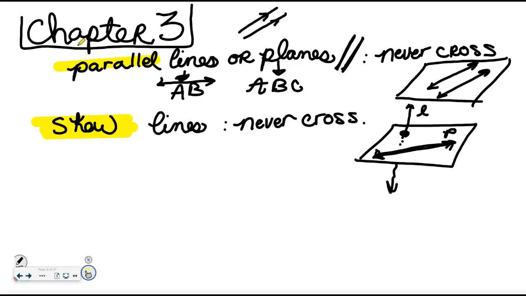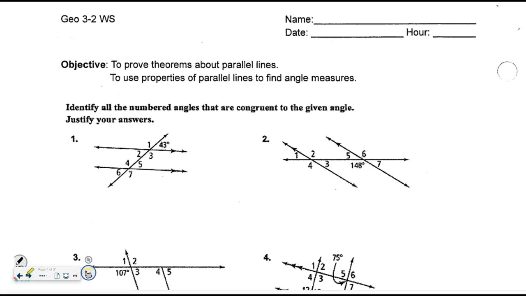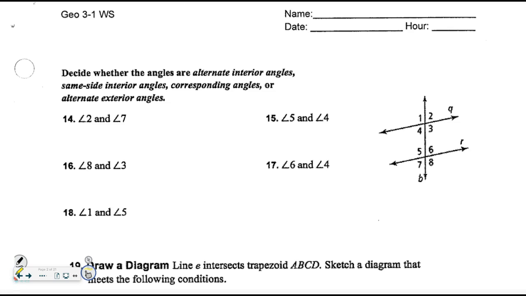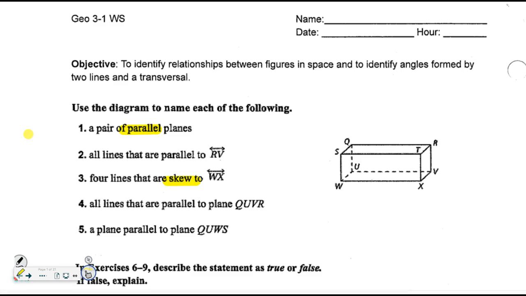I'm going to stop right here. We're going to go practice these two words on your assignment for today. We'll get a couple ahead, just so you understand what those words mean. So I'm going to go back here to 3.1. Those of you at home already took the notes, so you were aware of that. But we're going to do a parallel plane, and we'll do some skew lines, just so you know the difference.